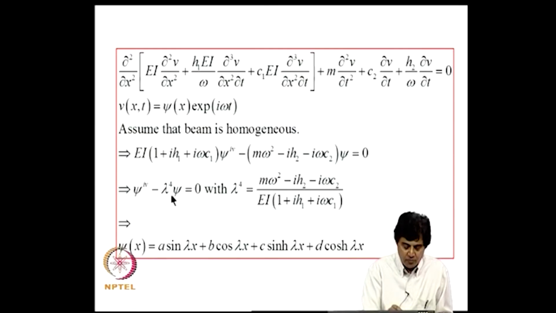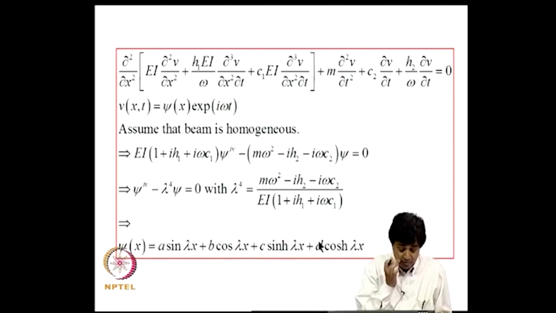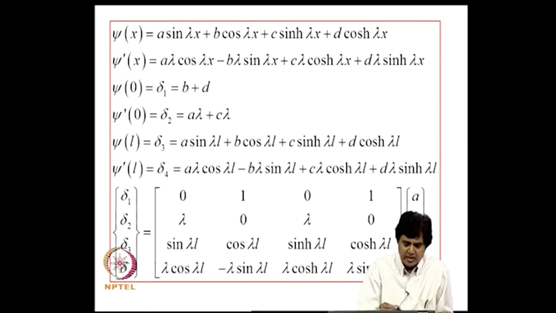So, this is a fourth order equation, therefore, the solution will be in terms of sine and cosine functions and sinh and cosh functions. So, a, b, c, d are the constants of integration. Now, I can impose the boundary conditions on displacements. So, this is the equation for displacement and this is for the gradient.